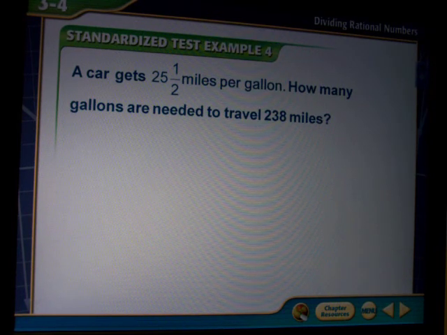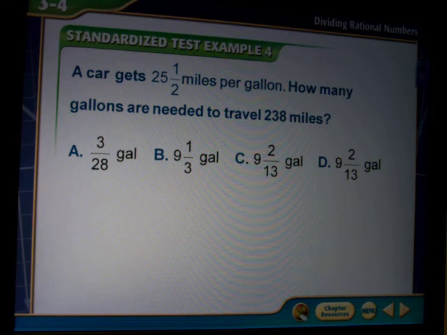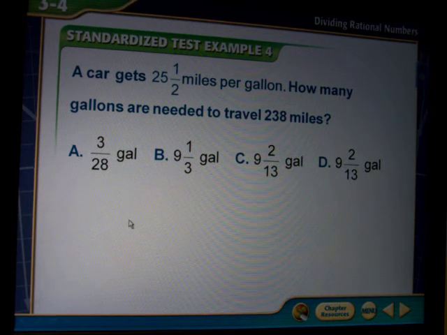So here's an example that you might see on a standardized test. A car gets 25 1/2 miles per gallon. How many gallons are needed to travel 238 miles? Is the answer A, 3/28 of a gallon, B, 9 1/3, C, 9 2/3, or D, 9 2/13? Actually, C and D have the exact same answer, so I'm a little leery that they could be correct. I already know 3/28 of a gallon is not going to get me 238 miles.